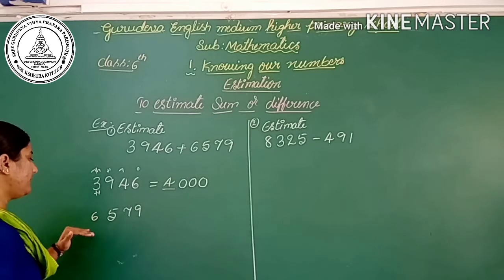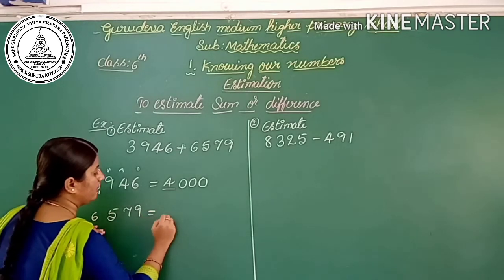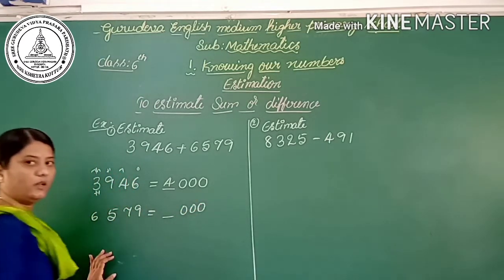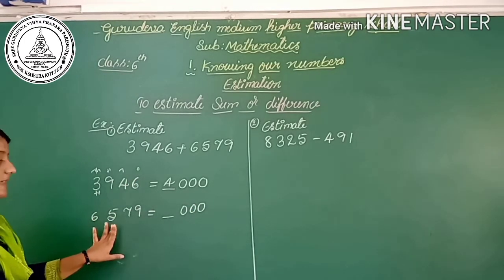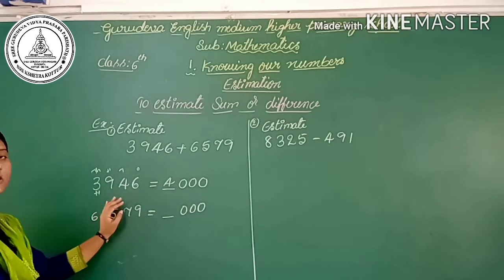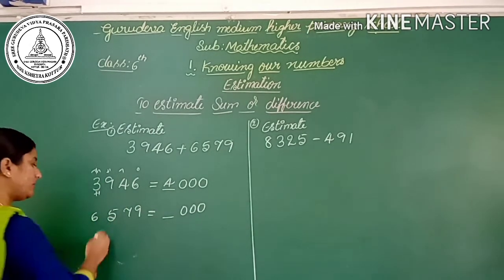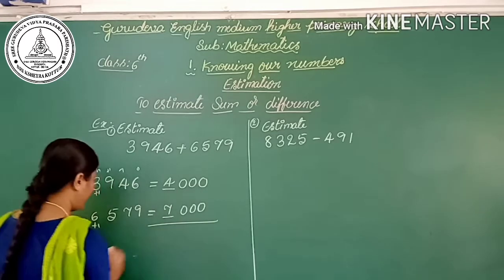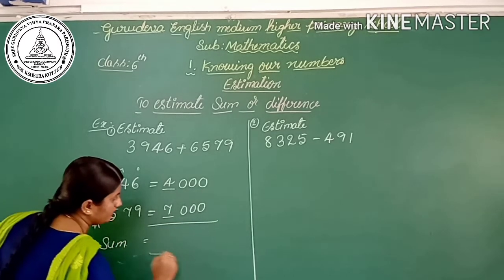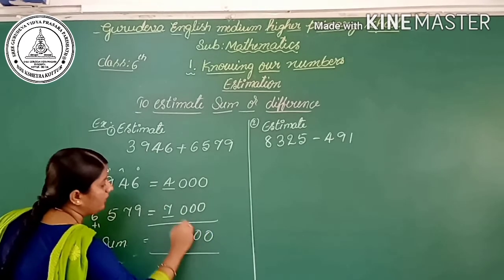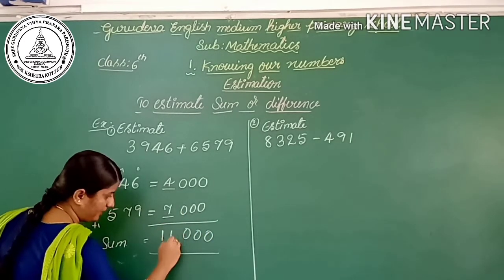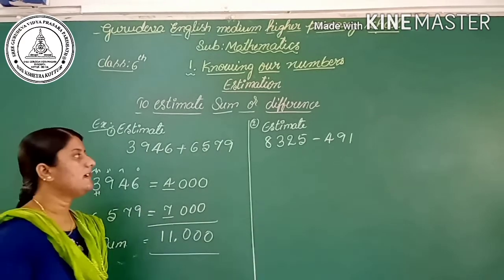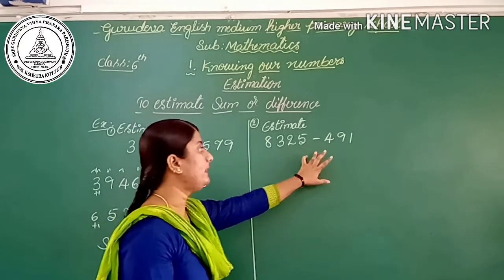Then the next number, similarly, we should keep the blank in the thousands place and in the rest of the places we should write 0. Then see here, reference point as the 100 place that has 5. We know that 5 is also near to the 10, so we have to add 1 to the 1000 place, that is 6 plus 1 is 7. Then next we have to add. The sum is equal to 0, 0, 0, 4 plus 7 is 11,000.